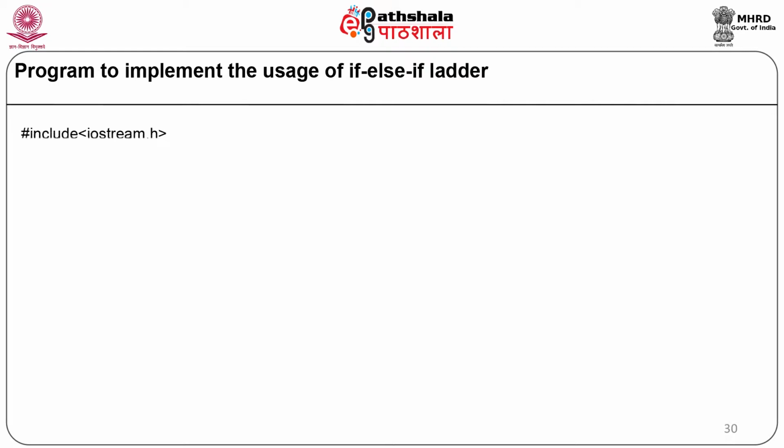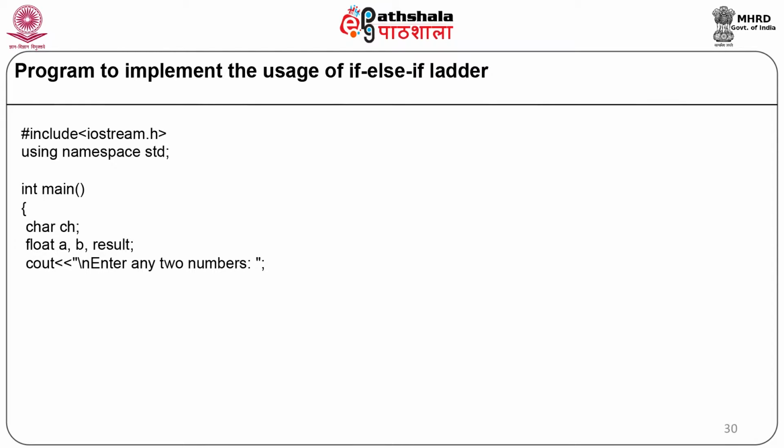We will start with the program #include iostream.h, using namespace std, and we will start with the main function. Here the character is declared as char ch and there are 3 float variables declared: a, b and result. We are displaying the message to the user: enter any 2 numbers, and we are taking 2 numbers from the user as cin >> a >> b. Now, we are displaying the message: enter the operator plus, minus, star and slash, and we are taking the operator into the character variable cin >> ch. So, here 2 input numbers have been accepted and 1 operator in a character ch is accepted.